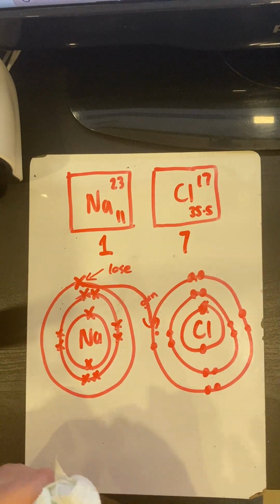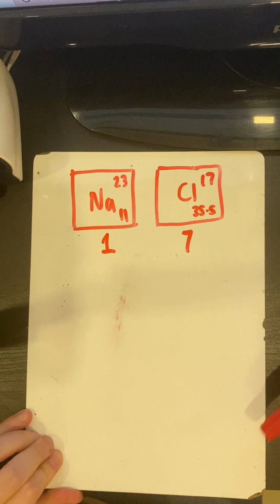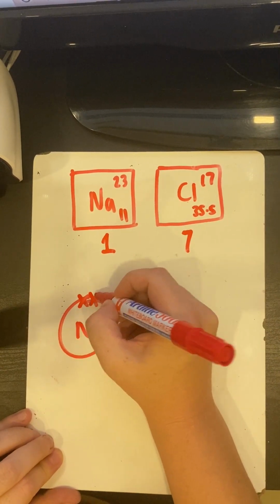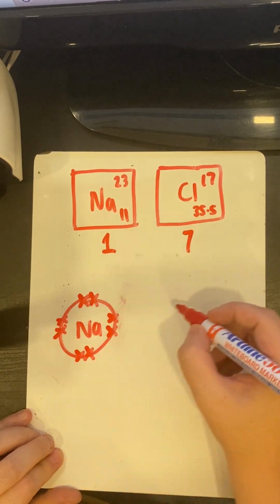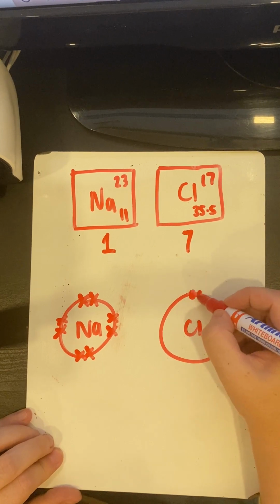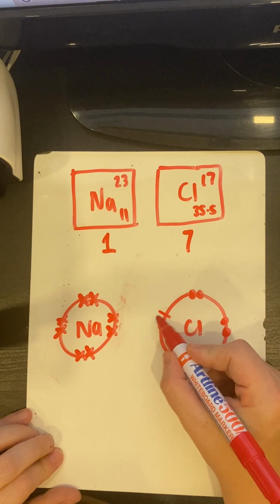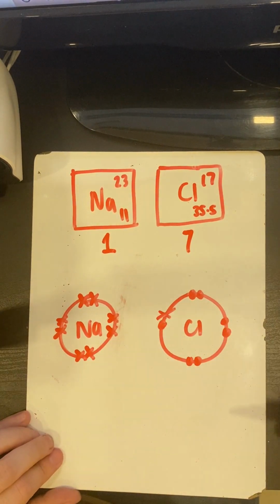How would that look if we just drew out full outer shell electrons? Let's take sodium again. Sodium would now have a full outer shell. Chlorine would also have a full outer shell. He'd have his 7 that he began with, and he would have the 1 from sodium. Now they've both got a full outer shell and they're happy.